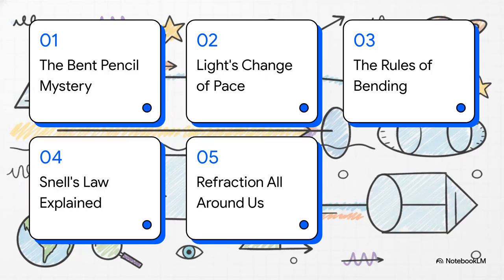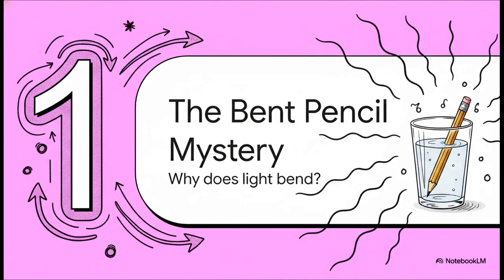Okay, so to really get to the bottom of this, here's what we're going to cover. We'll start with that bent pencil mystery. Then, we'll figure out why light changes its speed. After that, we'll get into the rules of how it bends, explain the famous Snell's law, and finally, look at where you can see refraction all around you. Ready? Let's dive in.